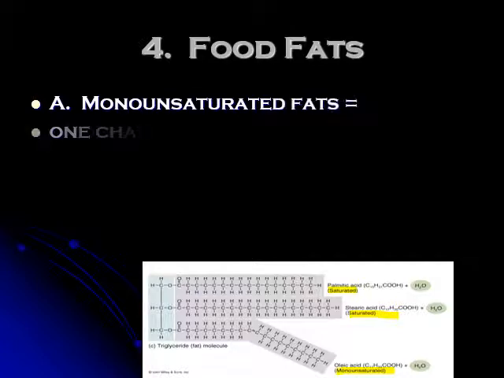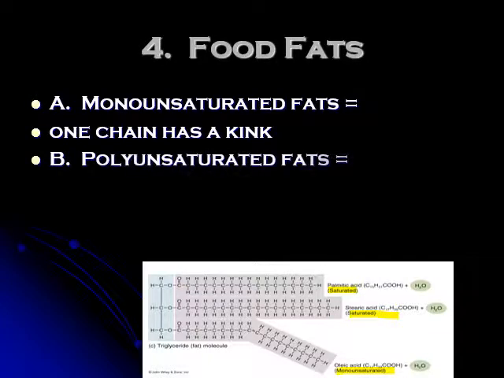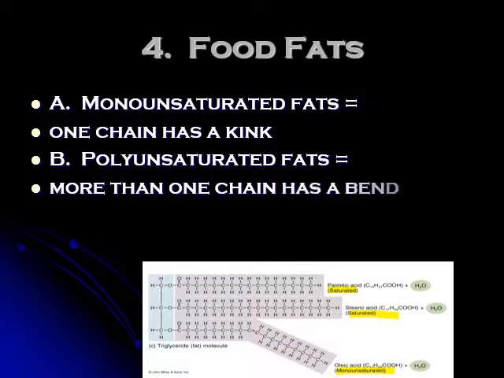So monounsaturated fats, this is when one chain has a kink. That's what we see down below. Polyunsaturated fats means that you're going to have either 2 or all 3 chains, so more than one chain is going to have a bend to it.